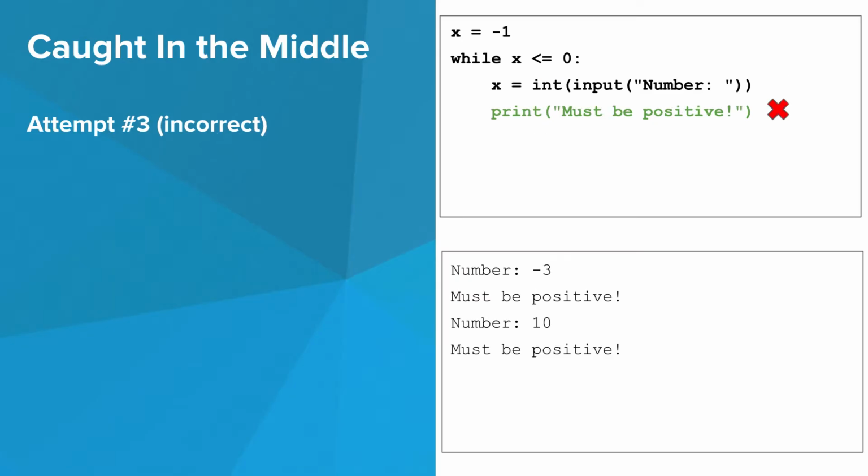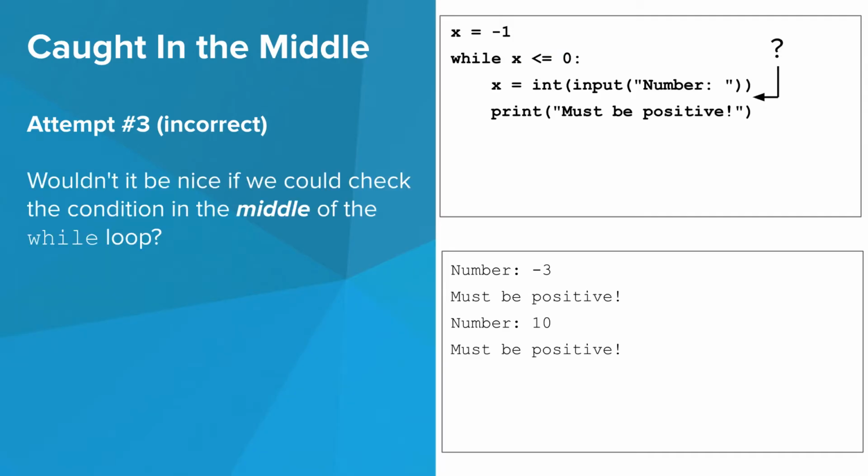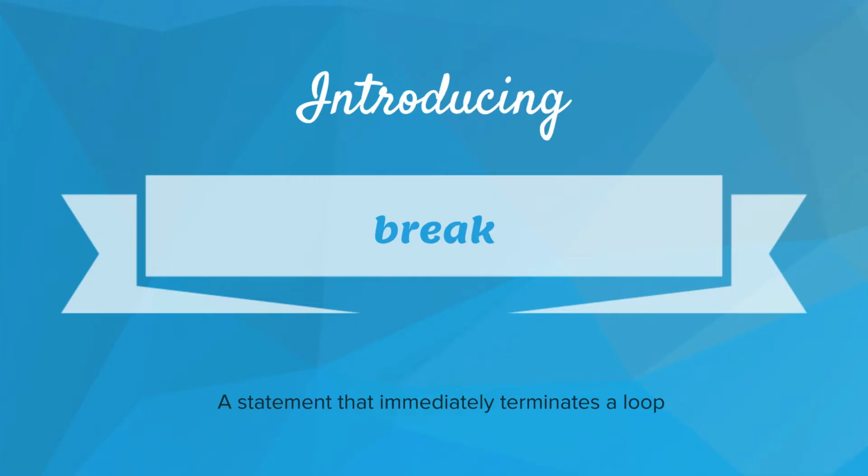What if we switch the input line and the print line? Well, we will end up printing an unnecessary warning at the end, after the user enters a valid positive number. The problem here is that we just don't check the condition in time to know that we don't have to print the warning. Fear not, we're getting close to the right solution, I promise. What would be great is if we had a way to check the condition in the middle of the while loop. Turns out we can using break.